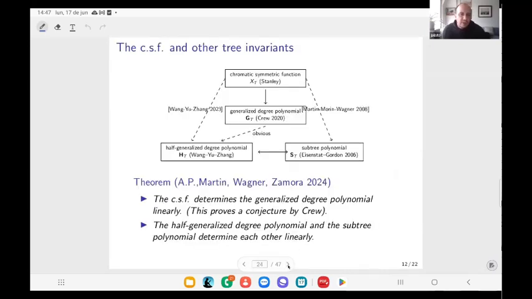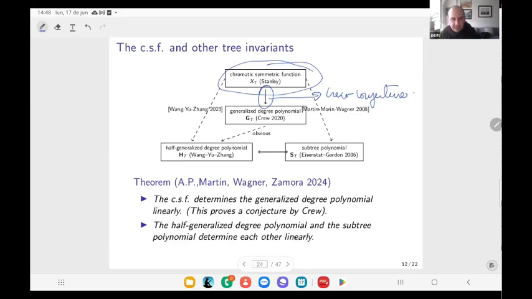Okay, so let us stop a little bit. Hopefully you got an idea of what these invariants mean. And so we have, on the top, the chromatic symmetric function. And then we know that, so we prove now, this is Crew's conjecture.